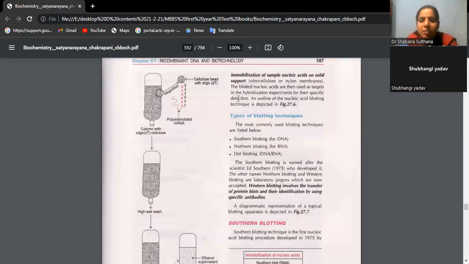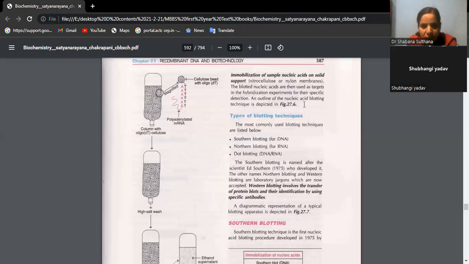That means the sequence of the genetic code, whether it is ATG, CTG, what exactly is there in that particular fragment of DNA. We are cutting it and trying to get it fixed on a solid support. For that, we generally use nitrocellulose or nylon membranes. The blotted nucleic acids are then used as targets for hybridization experiments for their specific detection.